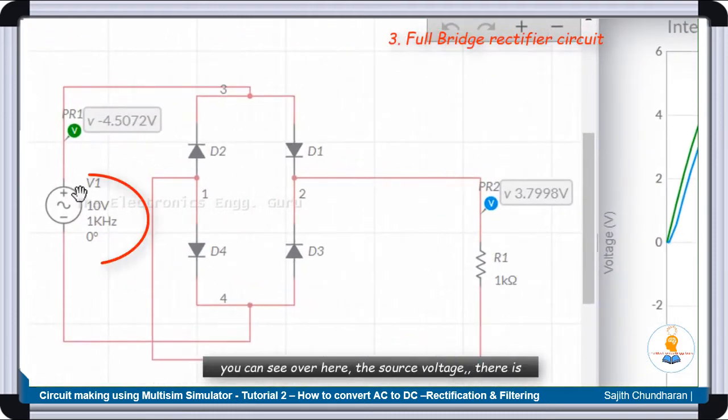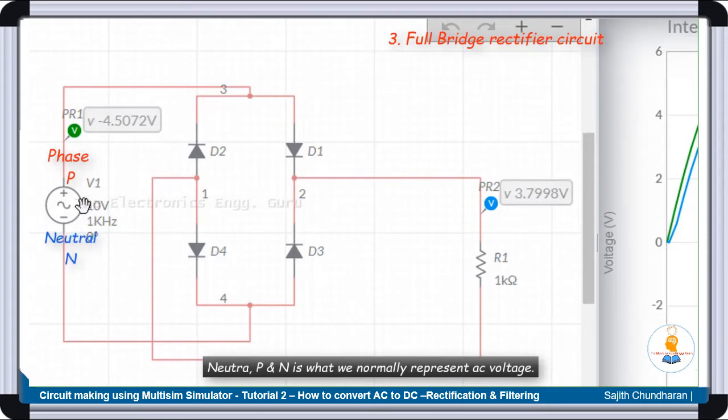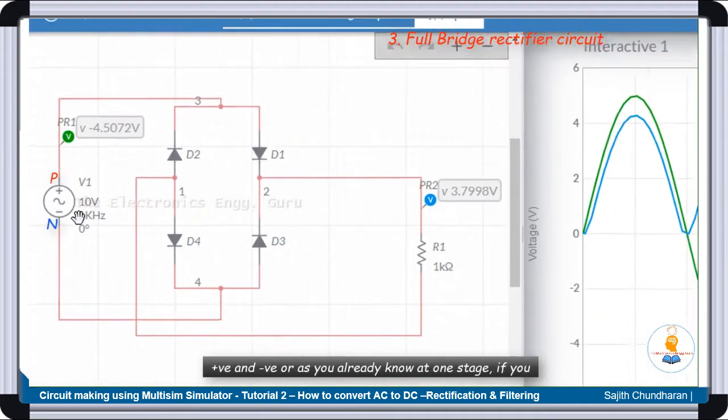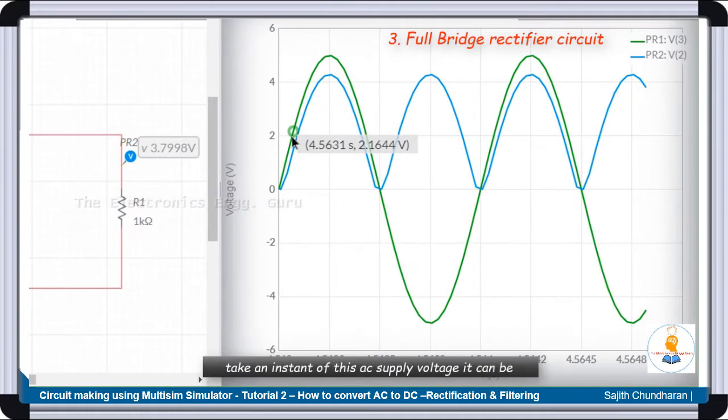You can see over here in the source voltage there is positive and negative given. Normally for AC supply voltage it is not positive and negative, which we normally call a phase and a neutral. P and N is what we normally use to represent AC voltage. Positive and negative we normally use for DC voltages. Why it is so is because in AC supply voltage there is no permanent positive and negative. As you already know, if you take an instant of this AC supply voltage, it can be either positive or negative.